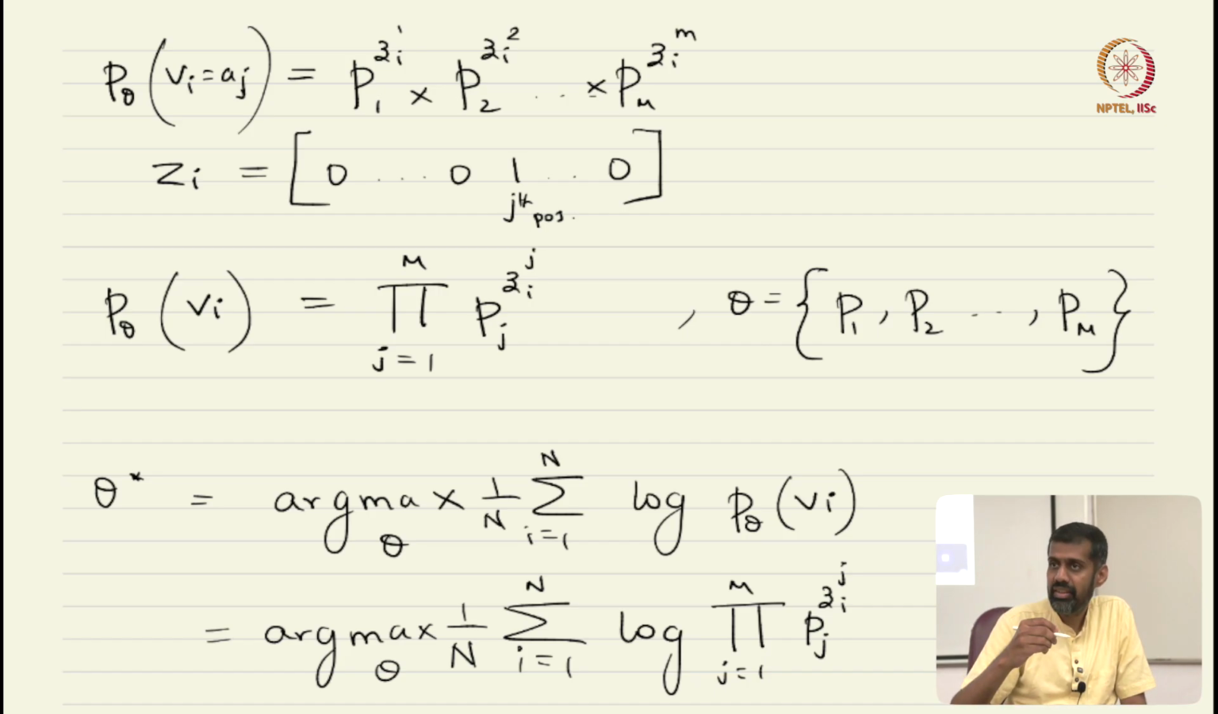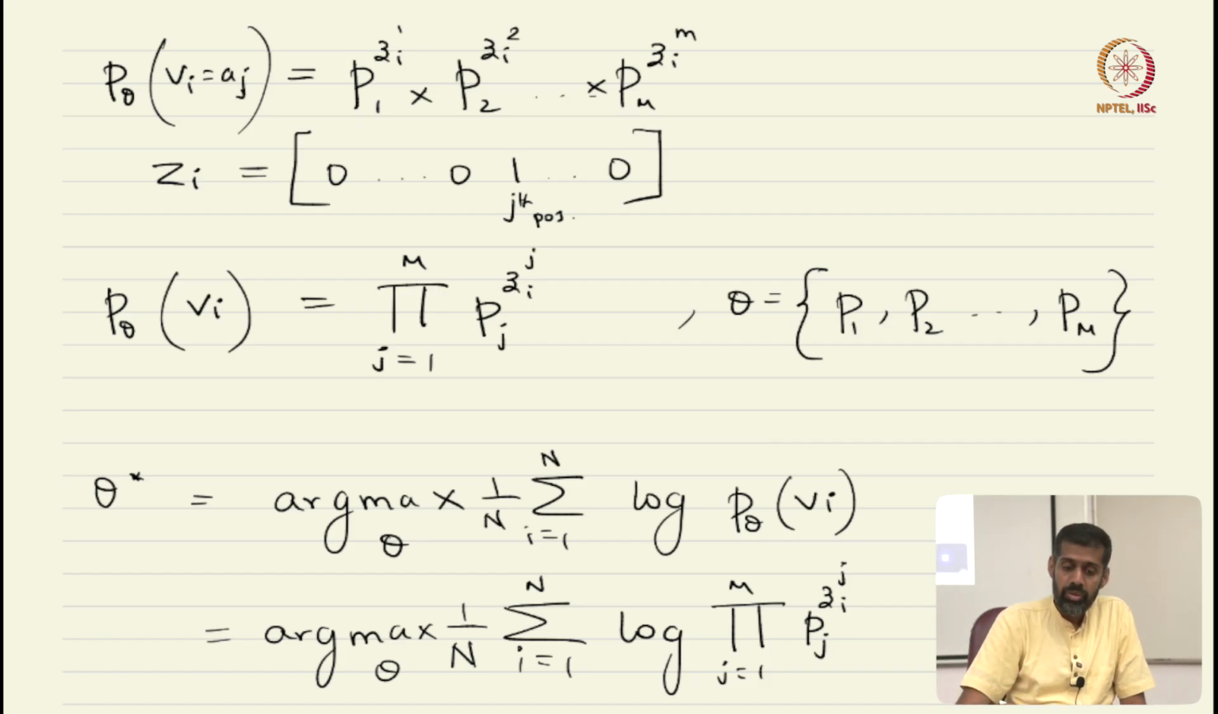Why is this the case? See, what are these Zij's? They are the elements of capital Zi corresponding to Vi, correct? And which one of these will be 1 for Vi? It will be that particular entry which the Vi corresponds to, right?